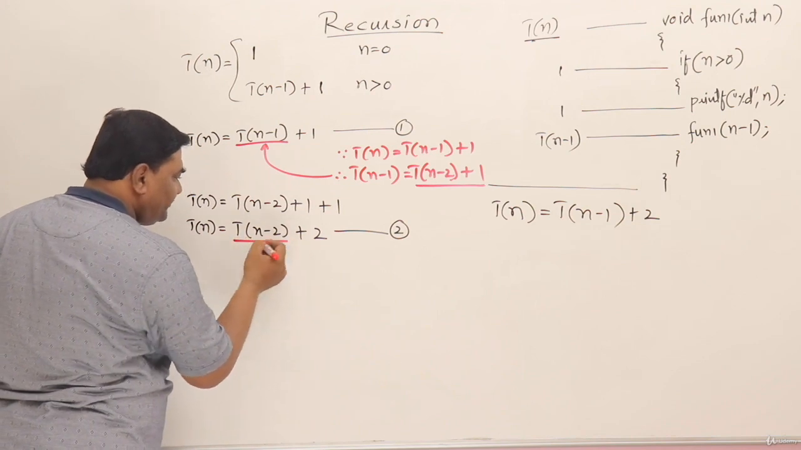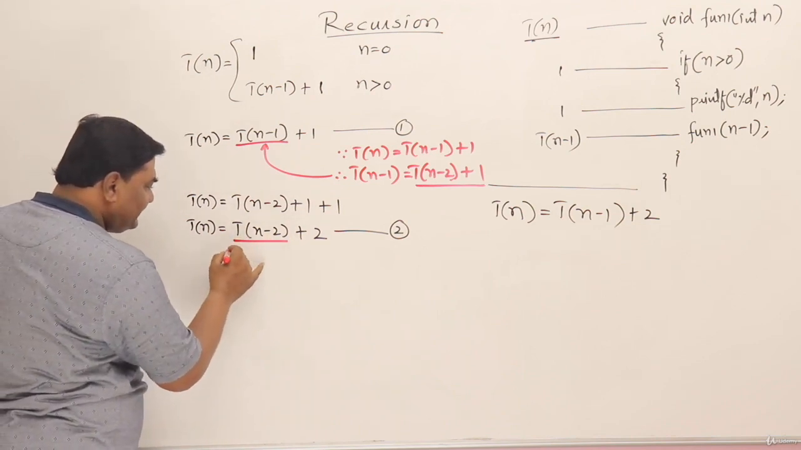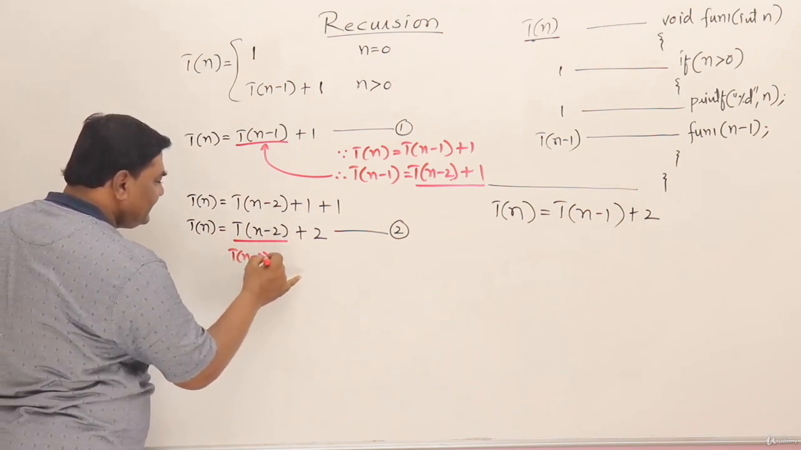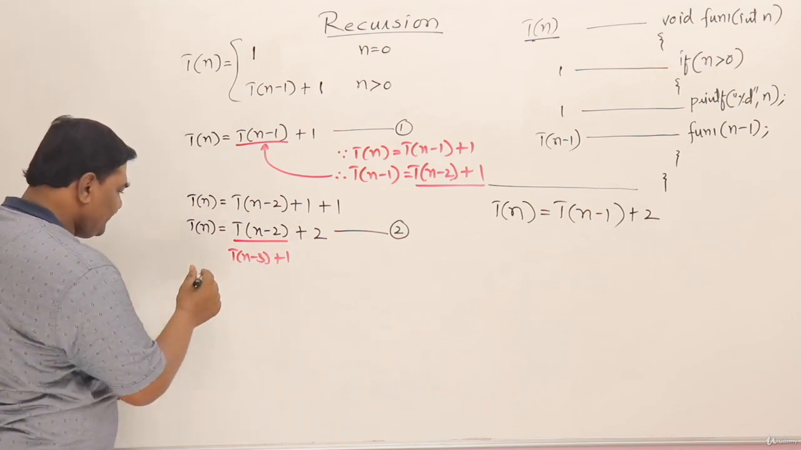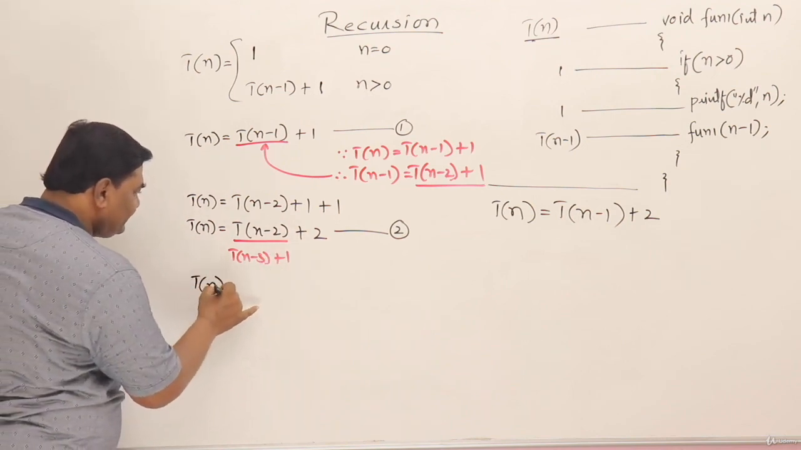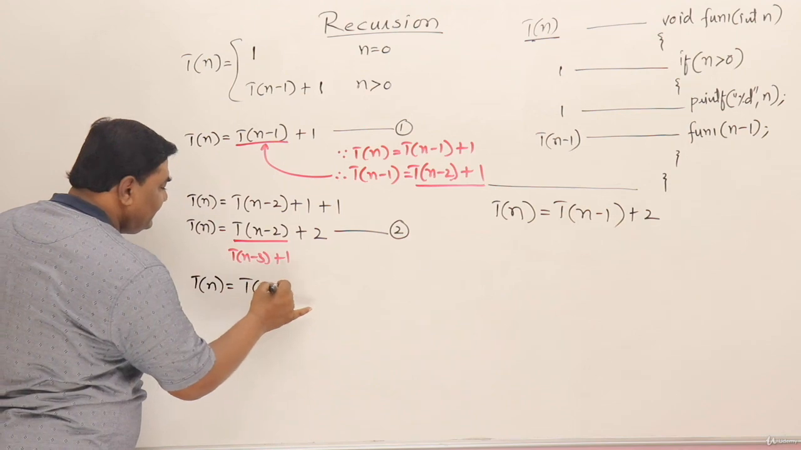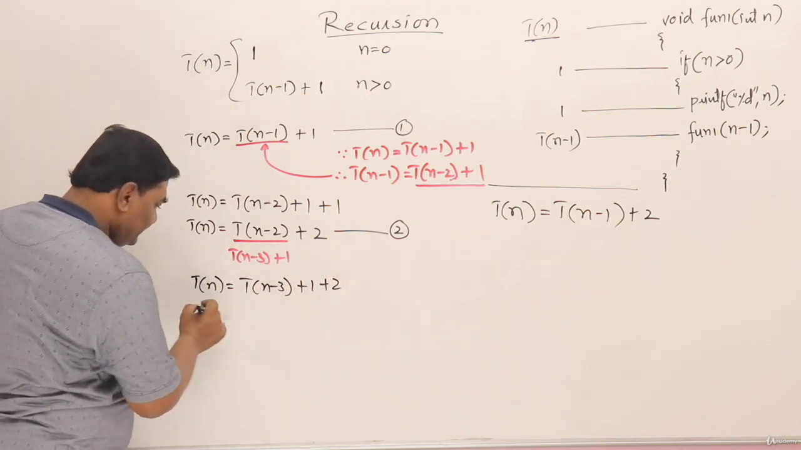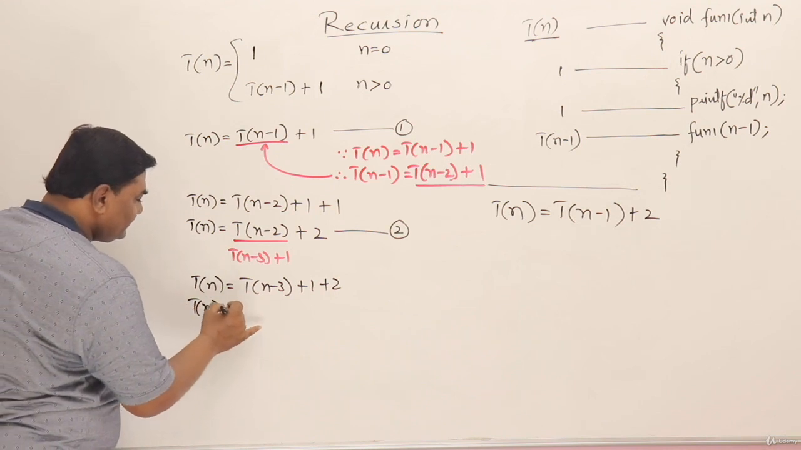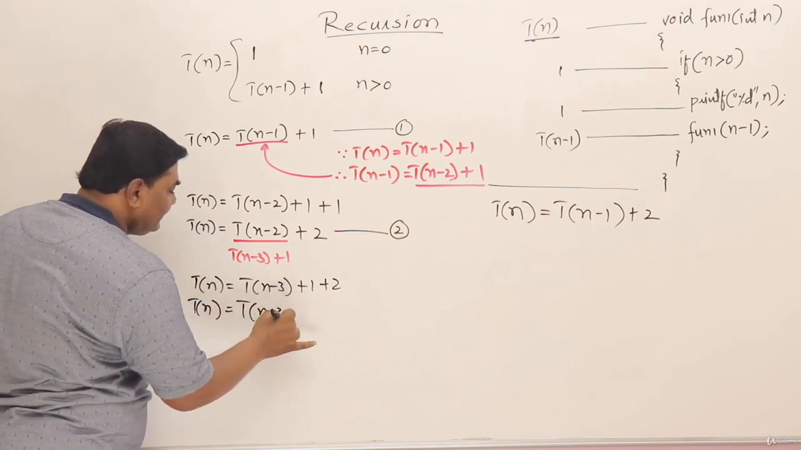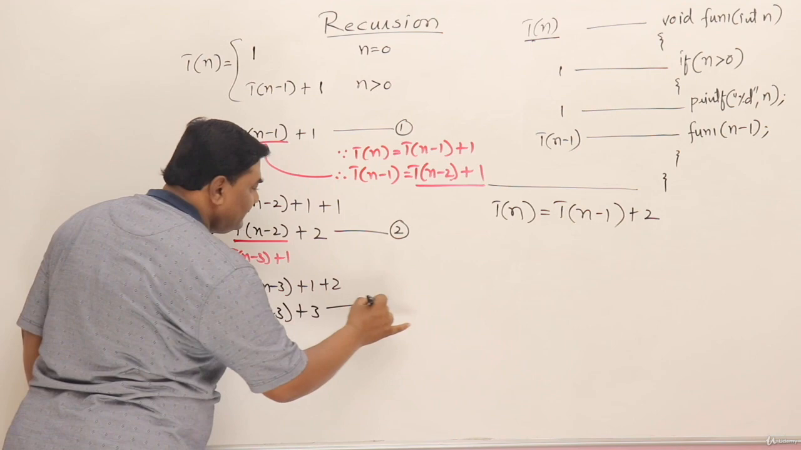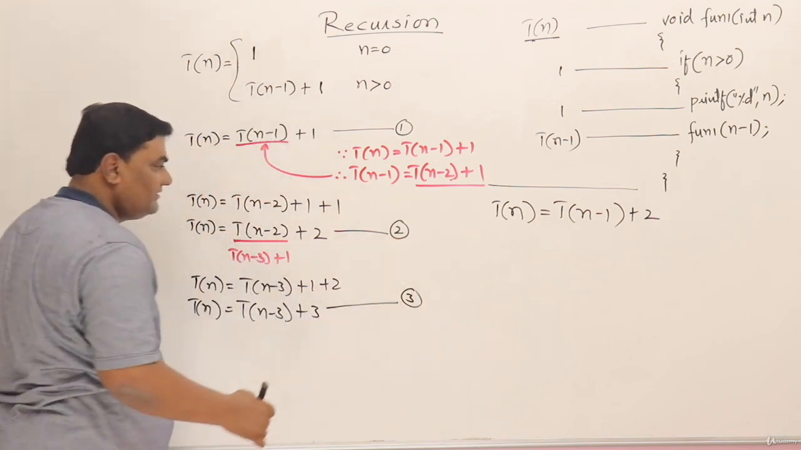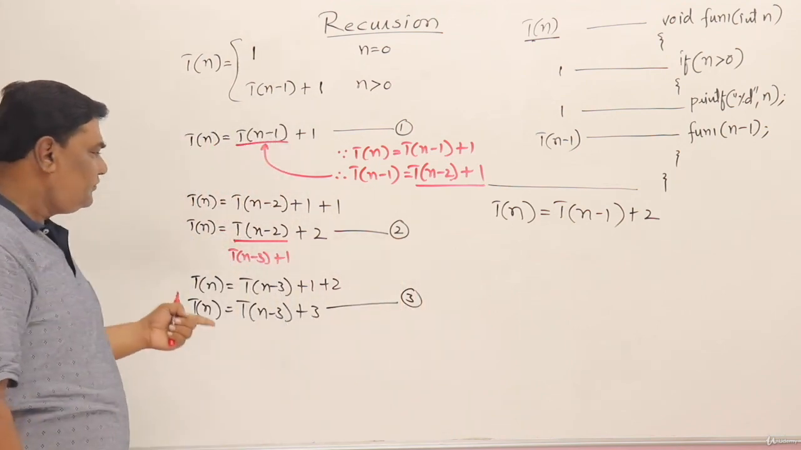Then let us substitute in this place. So what will this be? This will be T(n-3) + 1. If I substitute that, then T(n) = T(n-3) + 1 + 2. So this can be written as T(n) = T(n-3) + 3. This is the third equation. So I have substituted 2 times.